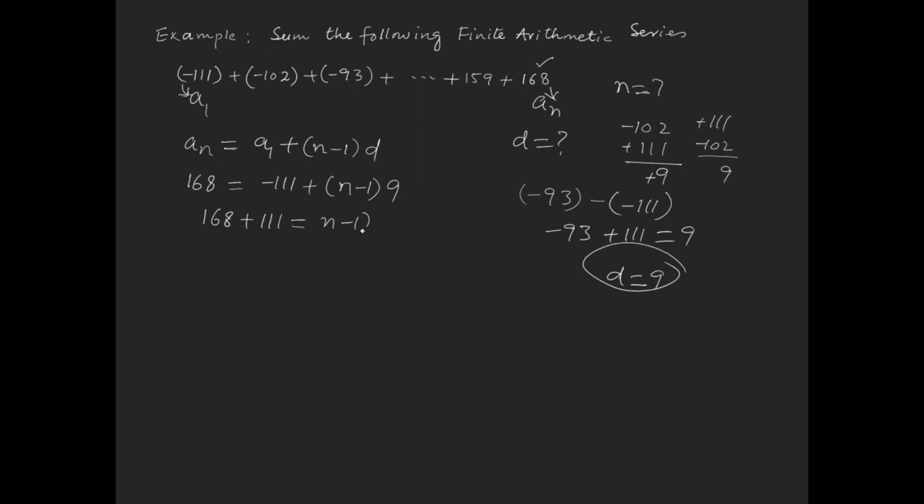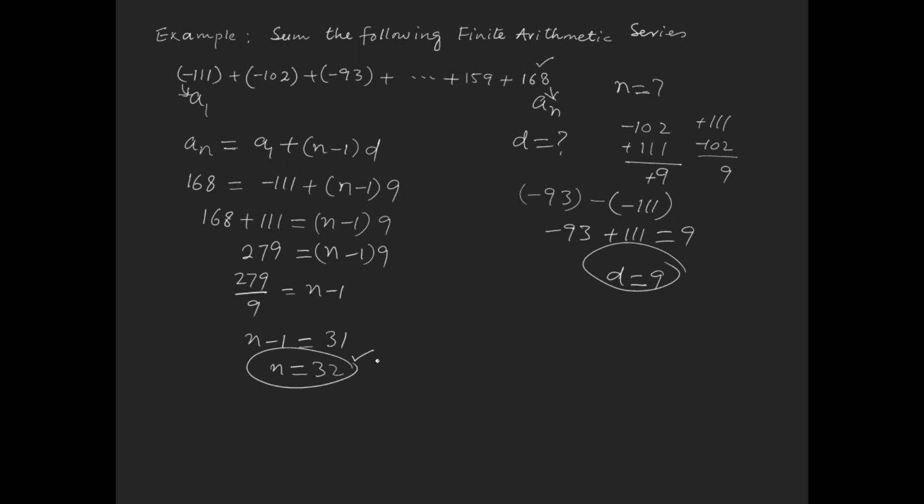The sign will be positive now, and 9. So 279 and n minus 1. Now n minus 1, and take this 9 to this side. So 279 divided by 9, n minus 1 is equal to 31. So n is 32. So this series is having how many terms?